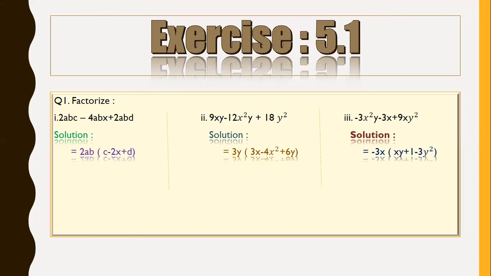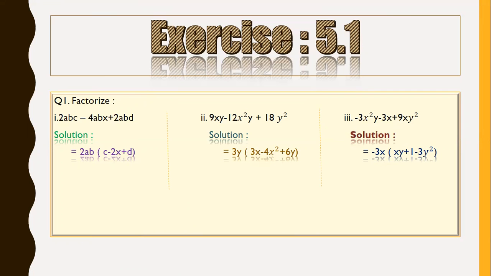Next part, minus 3x square y minus 3x plus 9x square y. In this, we also take the minus sign common. It's up to you. If you don't want to take the negative sign common, then the signs of the terms will be unchanged. But when we take the negative sign common, then all the signs of the terms will be changed within the brackets. You should practice this.